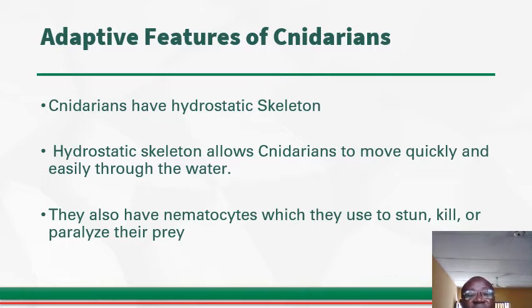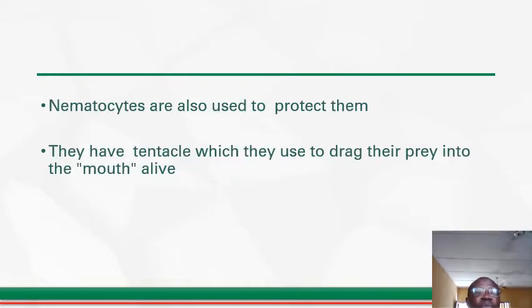And they also have what we call nematocysts, or nematocytes, which they use to stun or kill, or paralyze their prey before they are consumed. The nematocytes are also used to protect themselves from any external invasion. And they have tentacles also, which they use to drag their prey into the mouth alive. So their tentacles are also used for feeding.